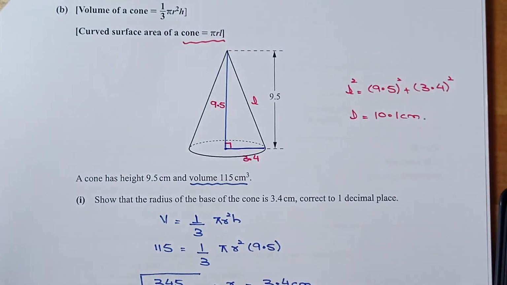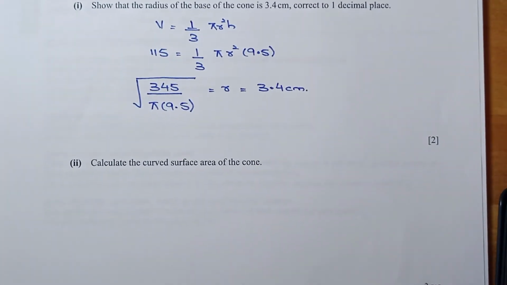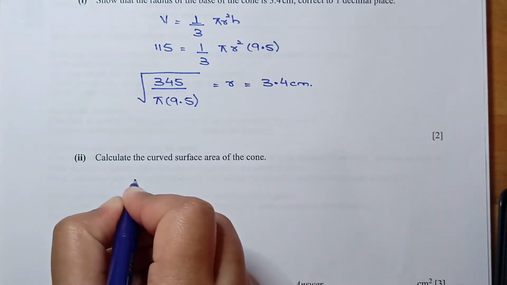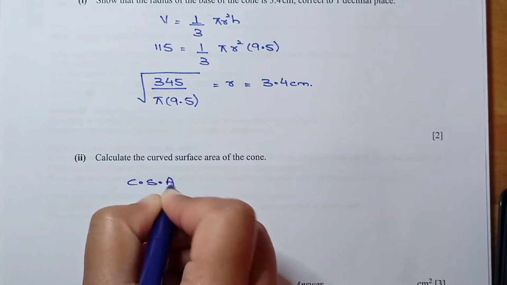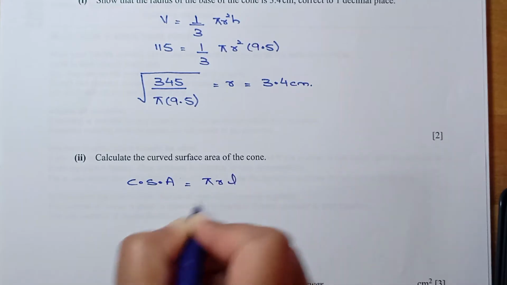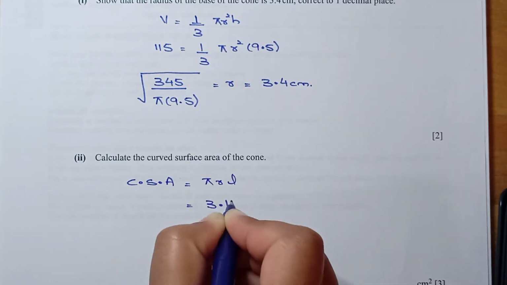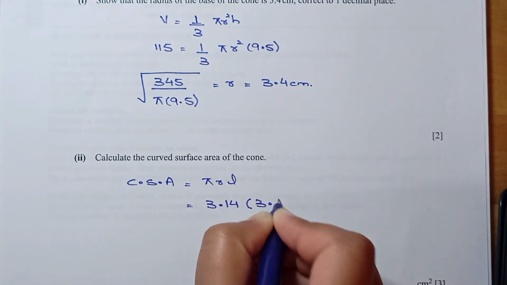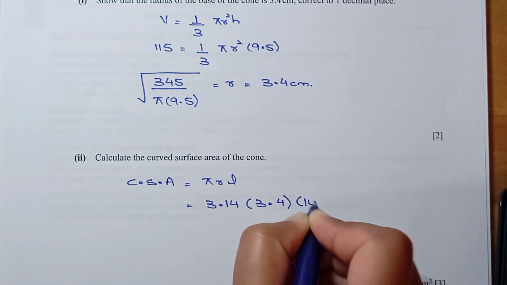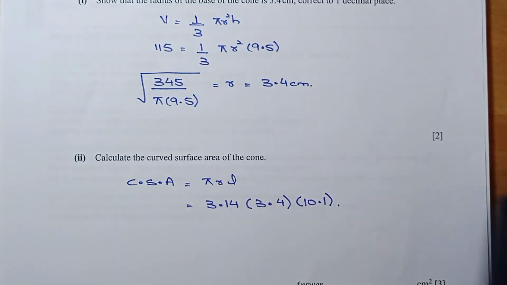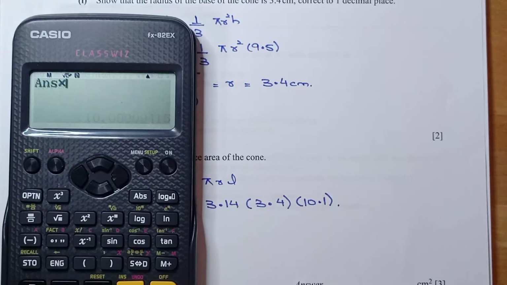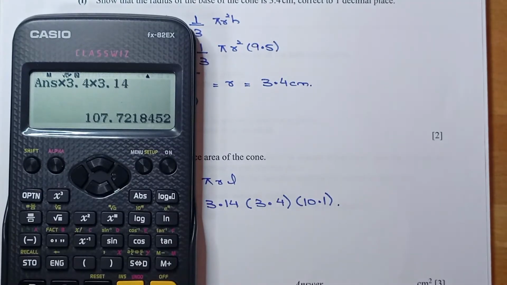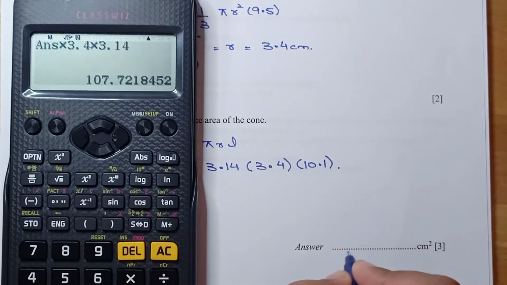Okay, now using the formula for the curved surface area of a cone, pi r L, let me do the second part. The curved surface area of a cone is pi r L. Pi is 3.14, radius is 3.4, and the slant height we got is 10.1. So let me multiply the slant height with 3.4 and 3.14. So it is 107.72, or we can say 108 centimeter cube.